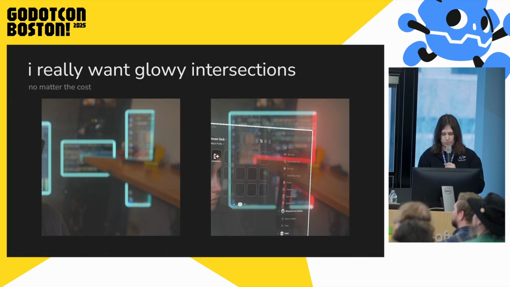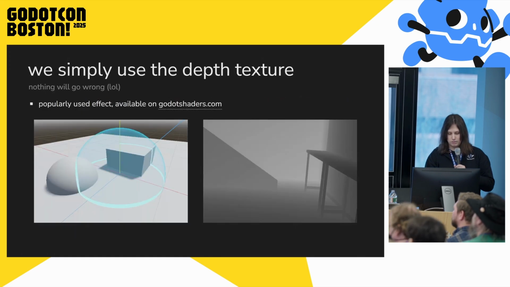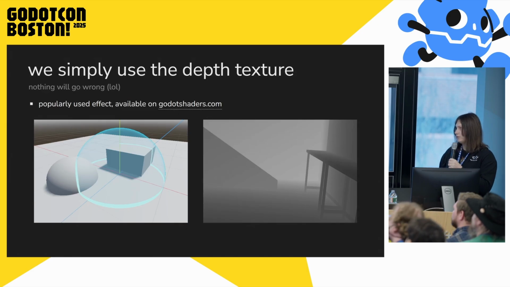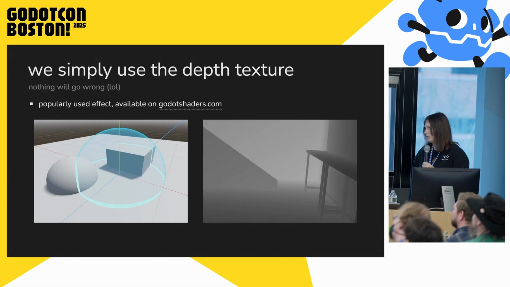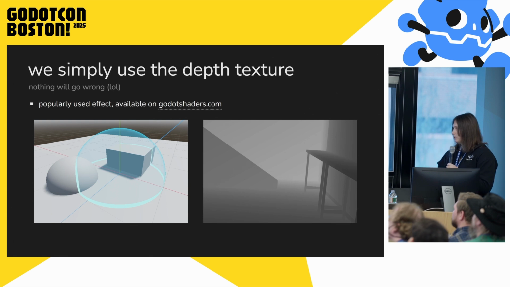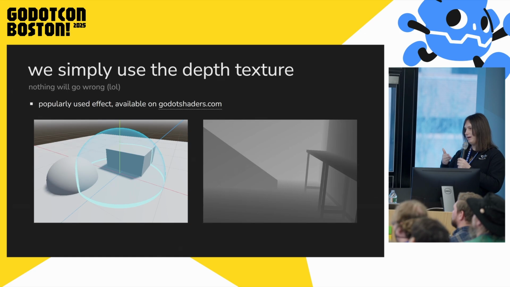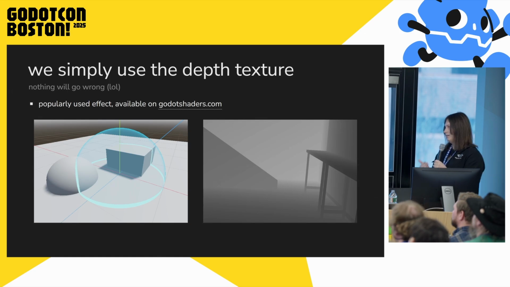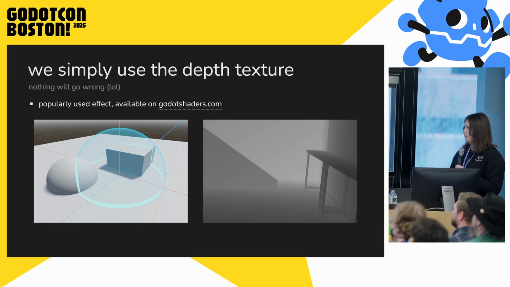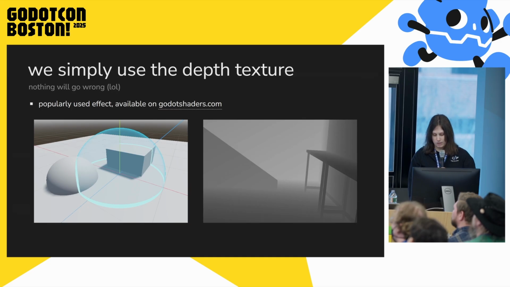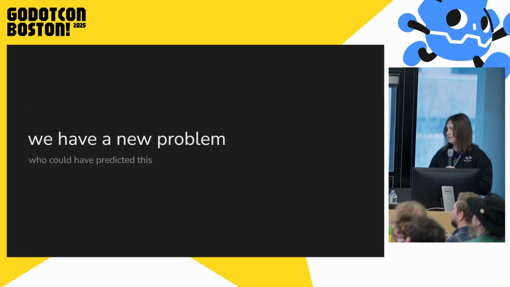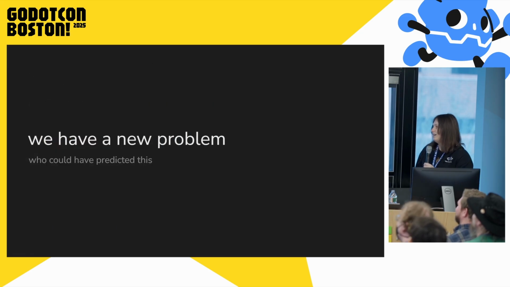And this is a pretty common effect. If you go on GodotShaders.com, you can find a bunch of implementations of this, but it basically involves reading the depth texture, which is that scary looking grayscale texture on the right, and then doing some math and deciding how far the object you're currently rendering is from the object behind it. And if they're really close, then you add some color to make it glow. And this works great, except no, it doesn't, because nothing ever works.